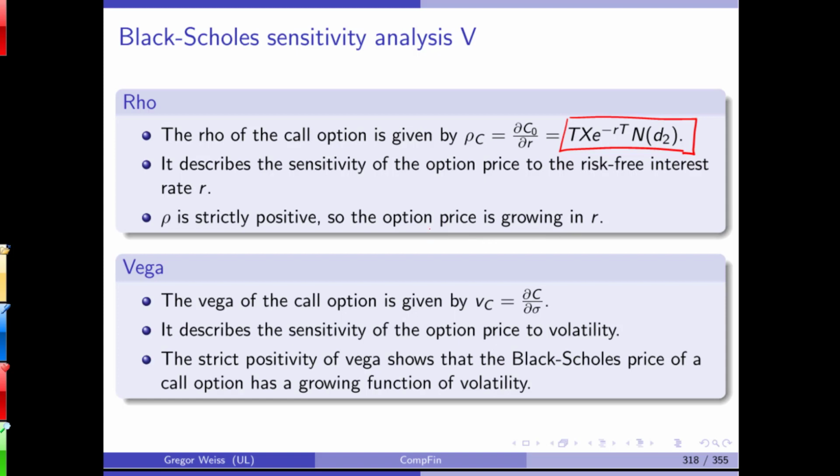Vega is not a Greek letter, but still it's considered to be an option Greek. It's the sensitivity to the volatility. Again, strictly positive. And it shows that the Black-Scholes price of a call option is a growing function of the volatility. So if you have a call option, the price of the option increases with volatility.